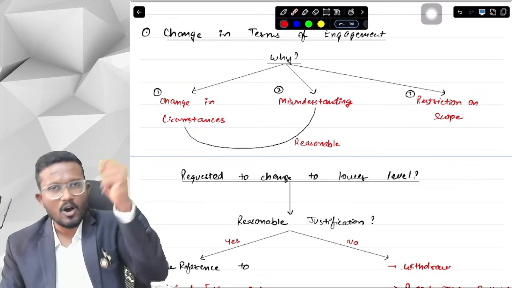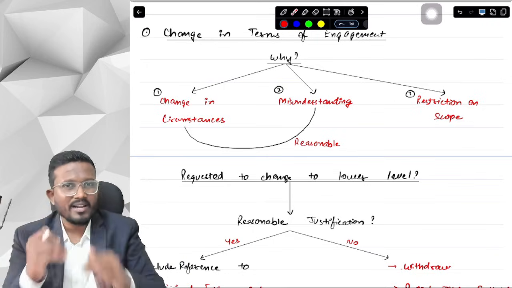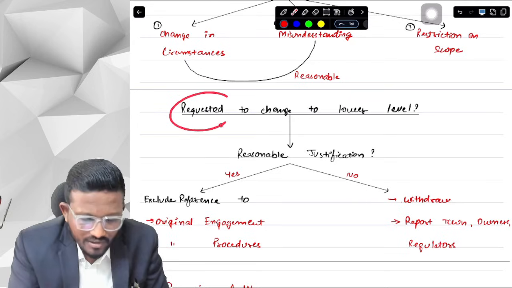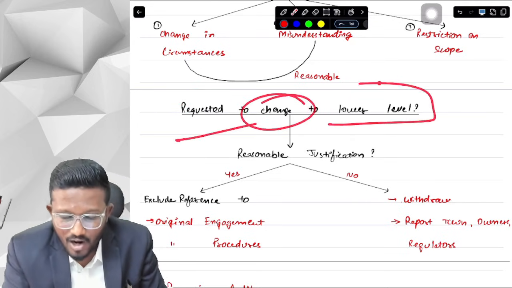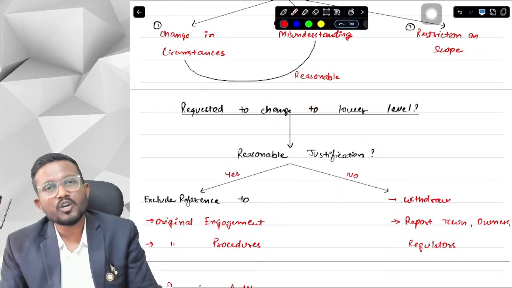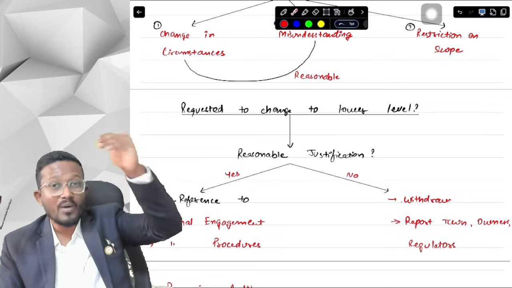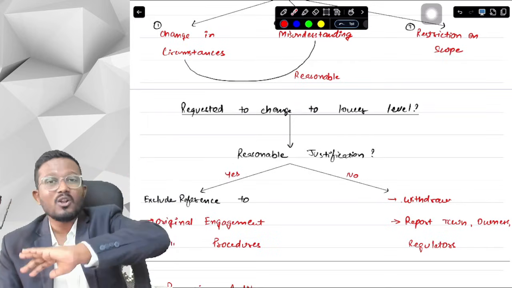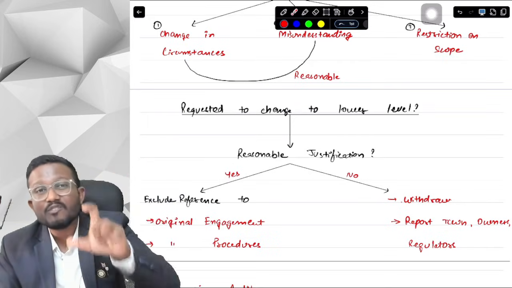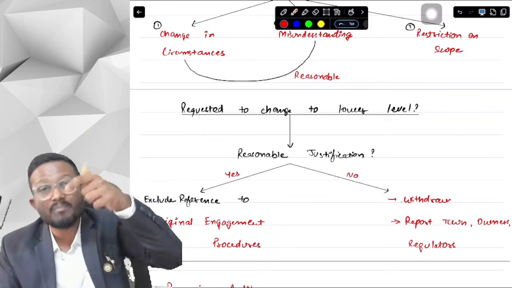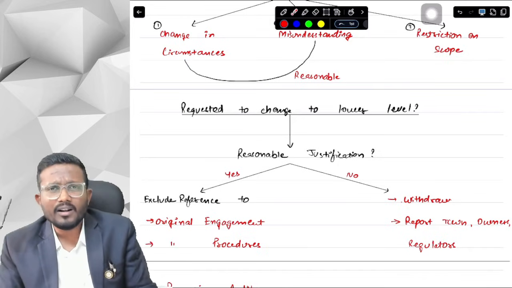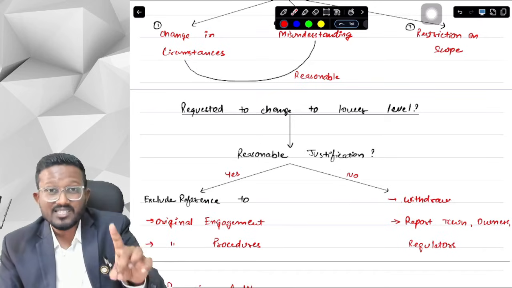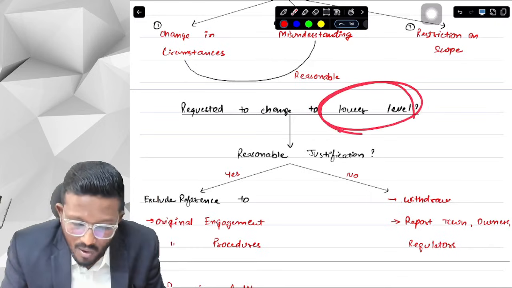Now, there is another point in this particular topic: what if the management is requesting me to change to a lower level of assurance? What is the lower level of assurance? I told you reasonable assurance we provide in audit. After audit, the lower level of assurance is review, because in review we provide limited assurance, we do limited procedures. Now what does management say? Management says that auditor, please don't do audit, do review. So management is requesting to change the terms of audit engagement to a lower level of assurance.